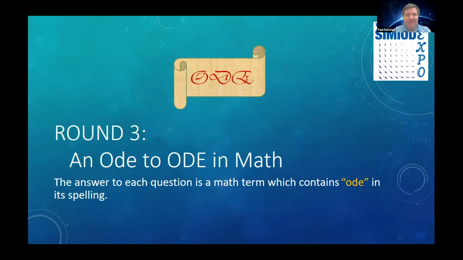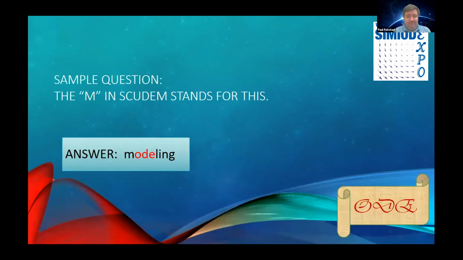Let's do round 3 now. So round 3 is an ode to ODE and math. Importantly, the answer to each question is a math term which contains the letters ODE in its spelling. So for instance, the M in SCUDIM stands for modeling, and modeling has the ODE in it. So, got the idea for this one. Let's dive on in.